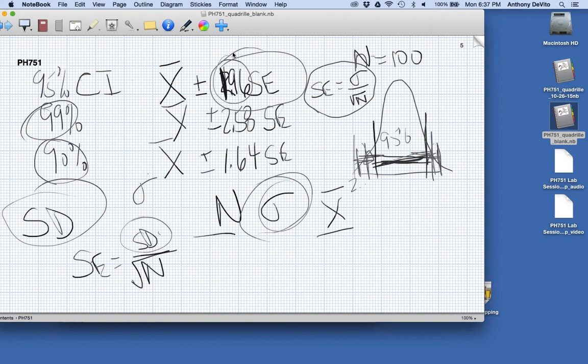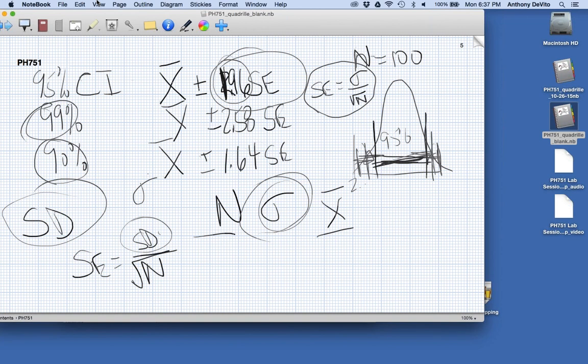If we don't have the population standard deviation, then we have to use the t-score that we look up instead of the z-score. Instead of 1.96 and 2.58 and 1.64, we have to use that t number instead of the z-score, and that's going to be based on our sample size, right? That's what's going to determine how big that number is.